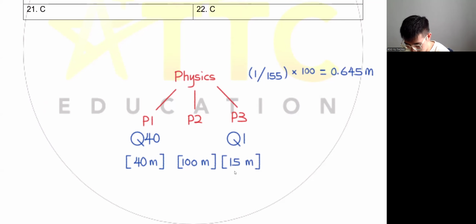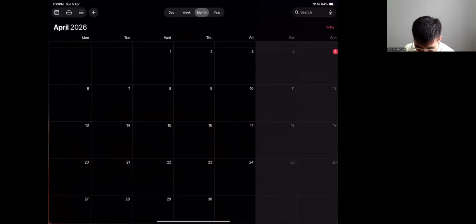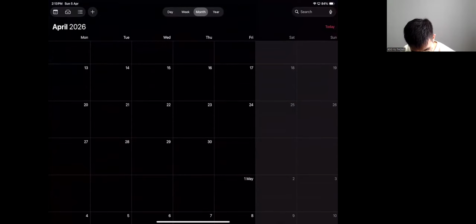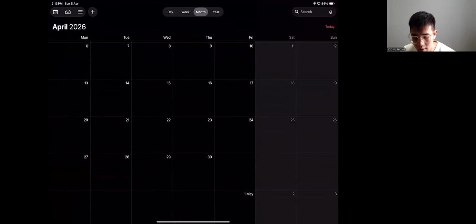When I do this paper 3 explanation in normal class, it will be 1 week before the 27th of April. If you look at your calendar, over here, can you see the calendar? 27th of April until the 1st of May, because the 1st of May is the Friday of that week. That week will be your physics exam already.